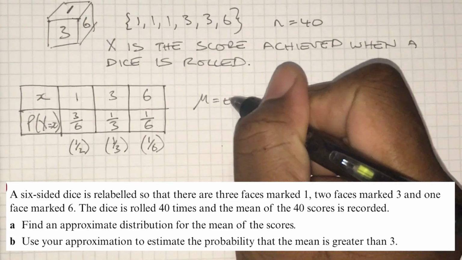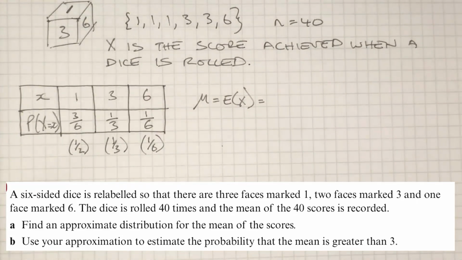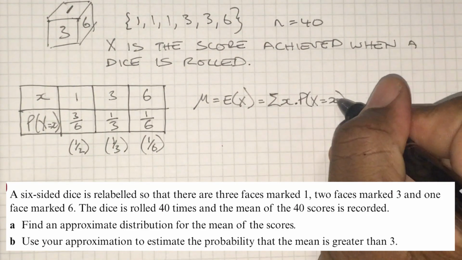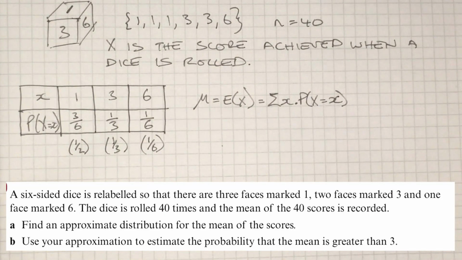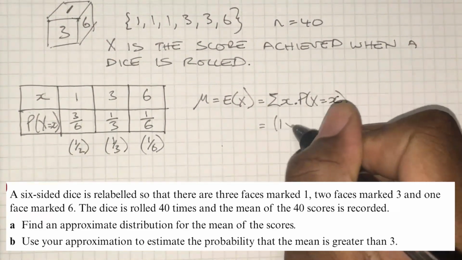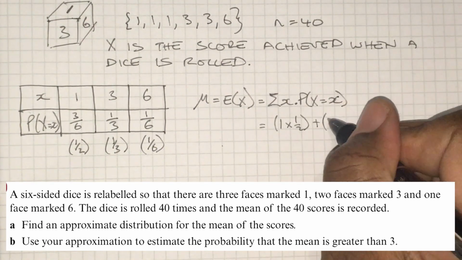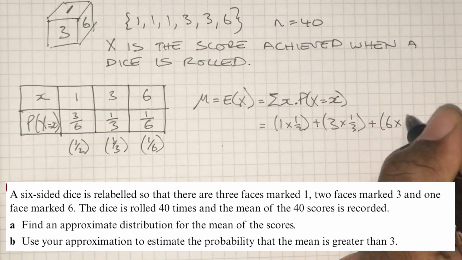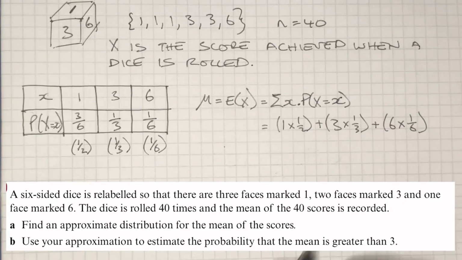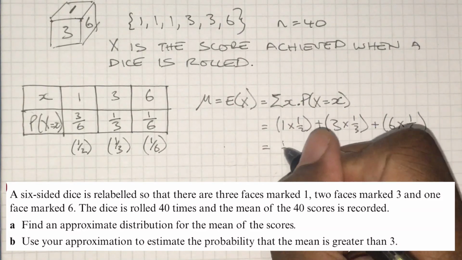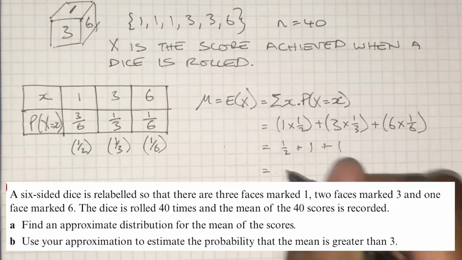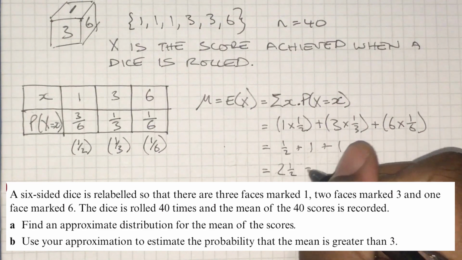Before I can apply the central limit theorem, I do need to calculate mu and sigma. From this discrete random variable, I know that mu is equivalent to E of x, the expectation of x, which we calculate by multiplying each of the x values by their corresponding probability and summing them together. In this case, we've got a half plus 1 plus 1. So 2.5 is our expectation.